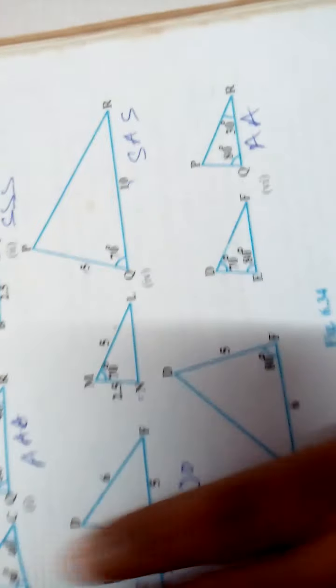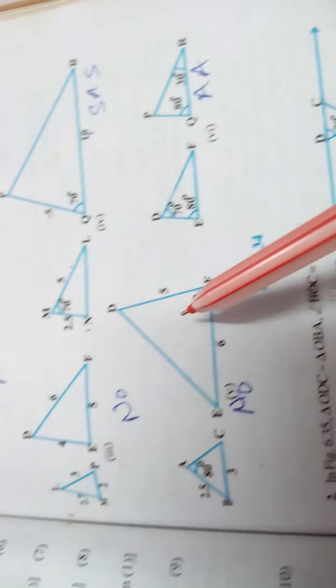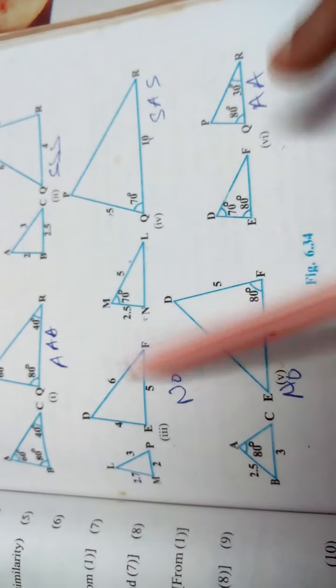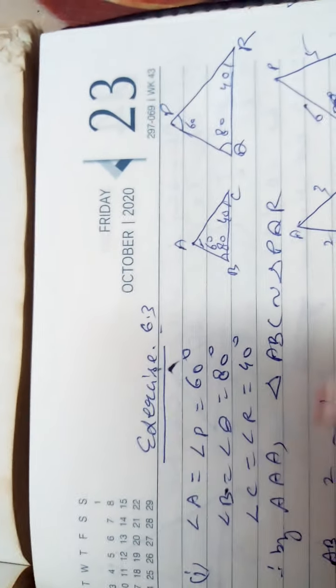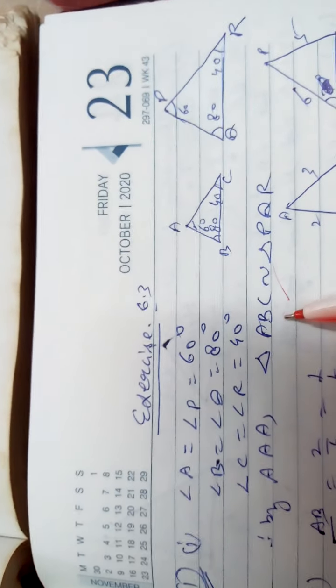Now exercise 6.3. We will get exercise 6.3, question number 1 is given. You see the figures and then write the pair of triangles in symbolic form, similar or not. First part, second part, third part, fourth part, fifth part and sixth part, 1, 2, 3, 4, 5, 6 are given. Here you see the first part. The first part has all the angles, A equal to P, so by triple A it is similar. Like this I have written the symbolic form.